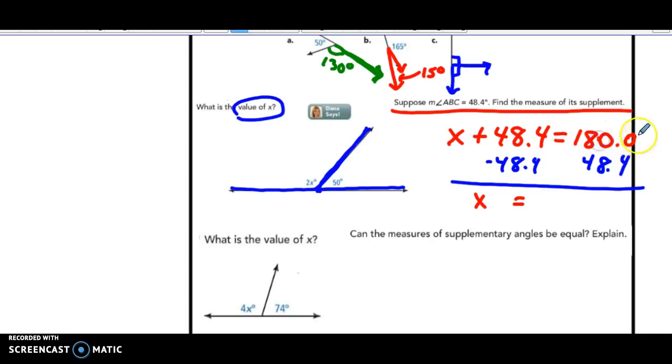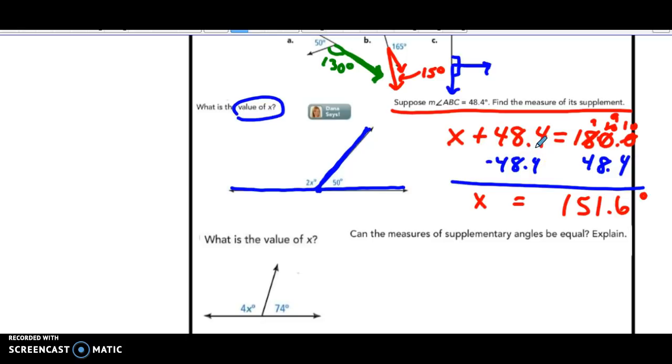So I'm going to have to go all the way over here and borrow. This becomes a 10, which becomes a 9, and this becomes a 10. So we have 6/10, 1, 1, 5 10s, and 100. So x equals 151 6/10 degrees. That would be the supplement to a 48 4/10 degree angle.